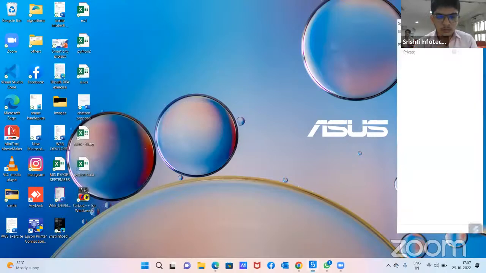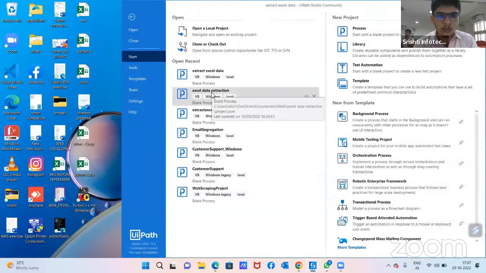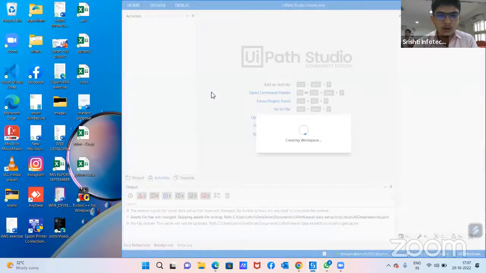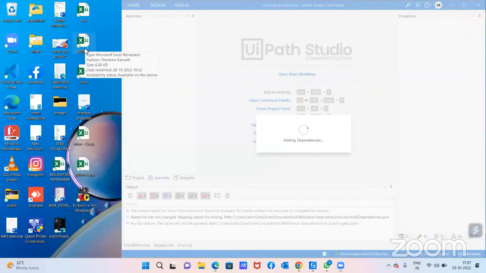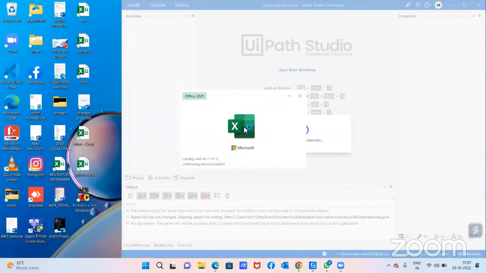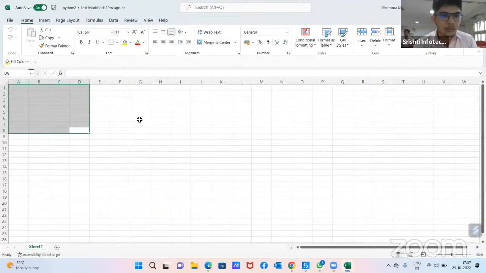And we have created another one, where the data from one sheet of one Excel file will be extracted and pasted in another Excel file. So I have created another Excel file called Python 2. So it's completely empty now.